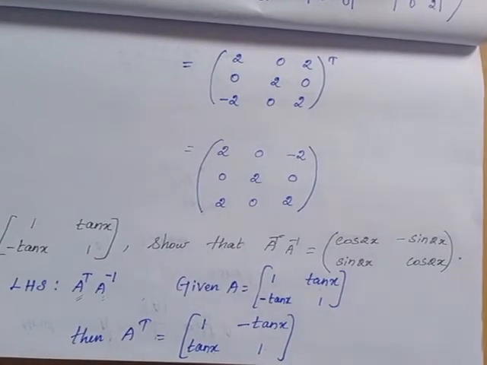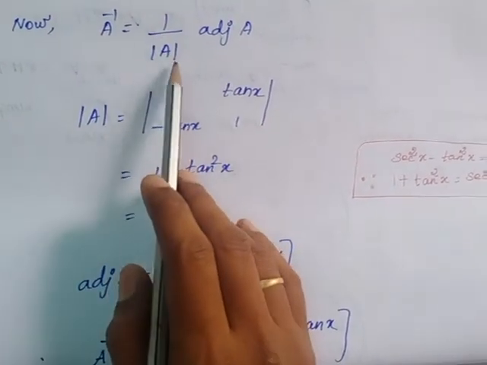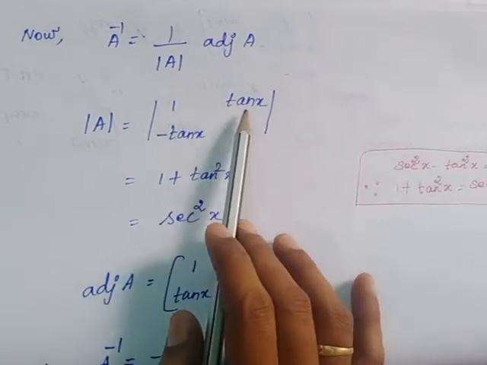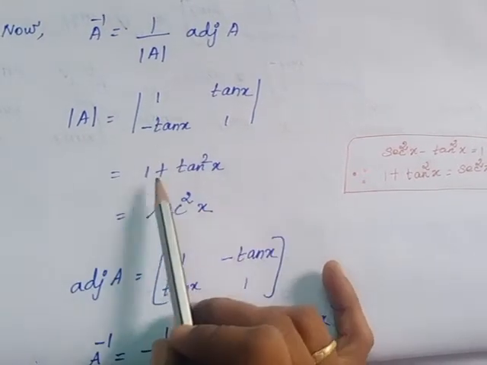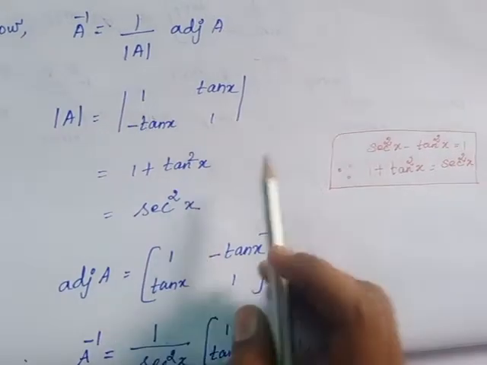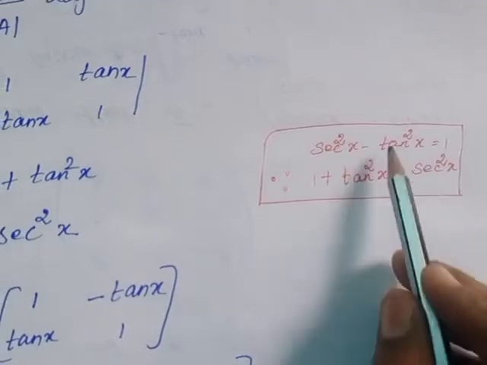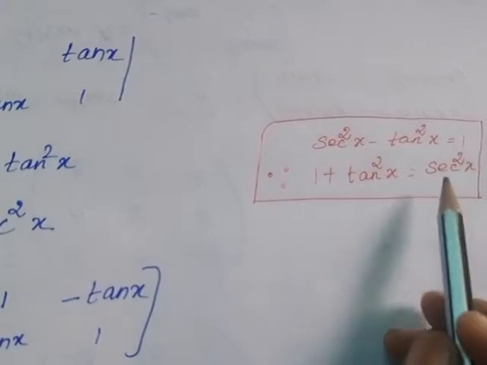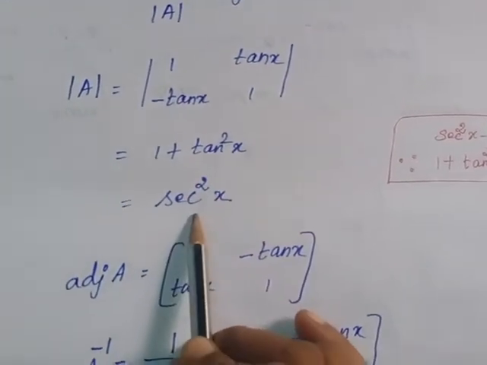Next we have to find A inverse. The formula for A inverse is 1 by determinant of A into adjoint A. The determinant of the given matrix 1 tan x, minus tan x 1, we expand: 1 into 1, and minus of minus is plus, tan x into tan x is tan square x. We know the formula secant square x minus tan square x equals 1, and from this we derive 1 plus tan square x is secant square x. So I apply that 1 plus tan square x is secant square x.